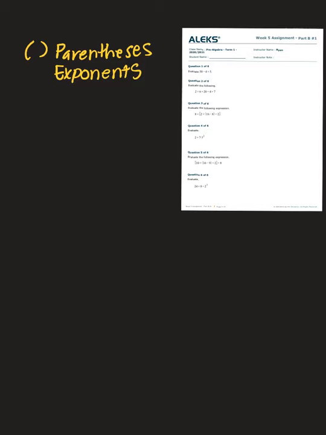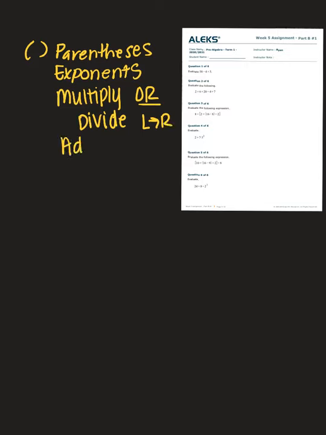And then next, we'll multiply or divide. However, the multiplication or division, it doesn't matter which comes first. It's just whichever's first from left to right. So I always put the word or and underline it because that's important. It's not multiply and then divide. It's multiply or divide, whichever comes first, left to right. And the same thing with addition or subtraction, from left to right.